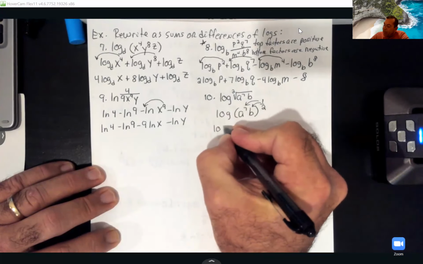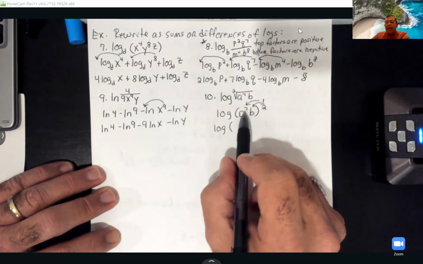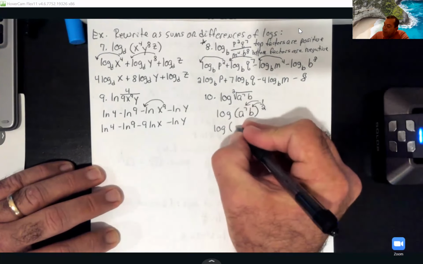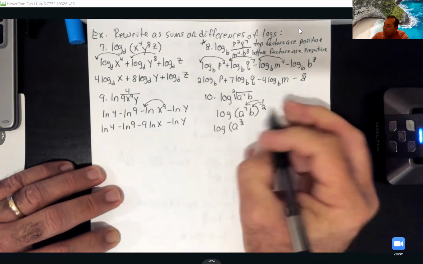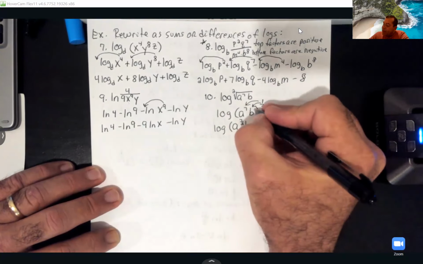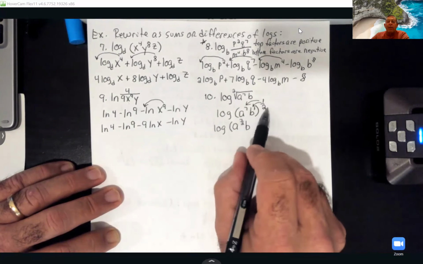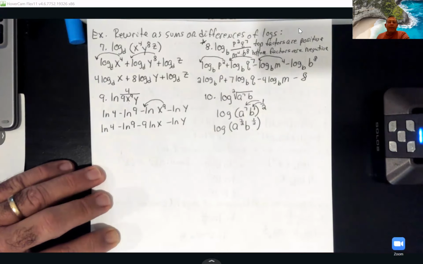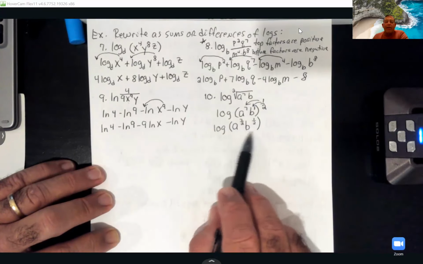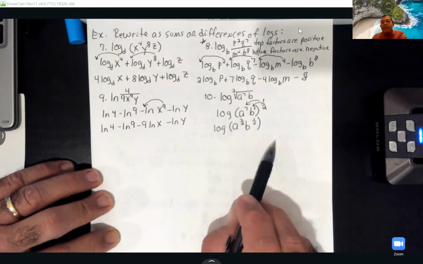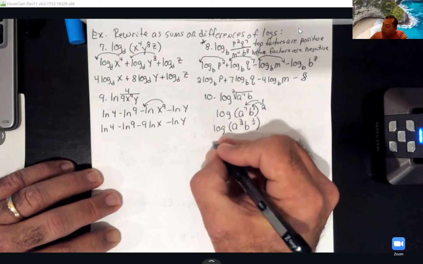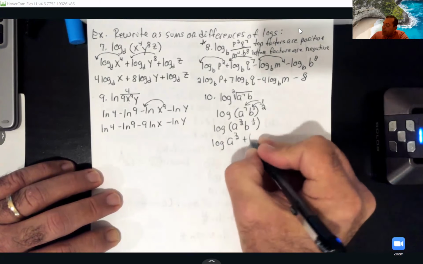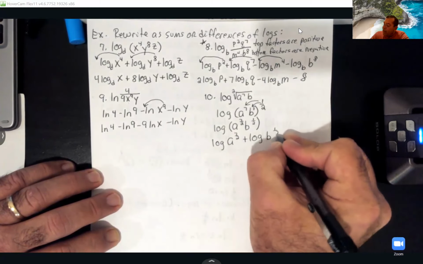So I can bring down my log. Now, when you got an exponent raised to an exponent, you multiply. So 7 times 1/2 gives me an a to the 7/2. And then on my b, the b don't have an exponent. So remember, that's a 1 sitting there. And 1 times 1/2 gives us 1/2. All righty, so notice I got a product in here. And we rewrite products as a sum of logs. So distribute the log. So you got log a to the 7/2 plus log b to the 1/2.